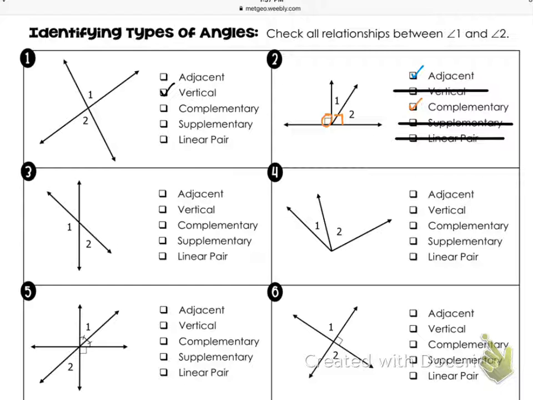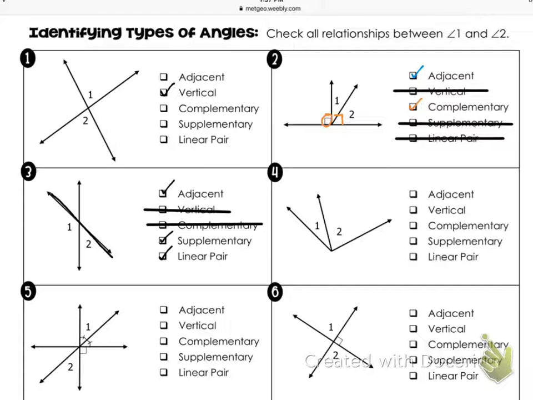So what do I notice about angles 1 and 2? Well, I notice they are along a straight line. They're right next to each other, so I know that they're adjacent. Straight line means linear pair, and straight line means supplementary. These other two, vertical and complementary, would not apply.